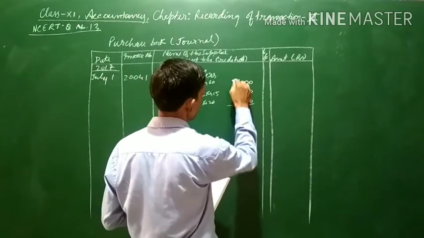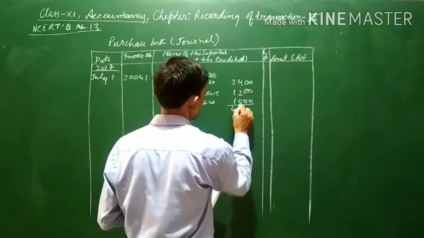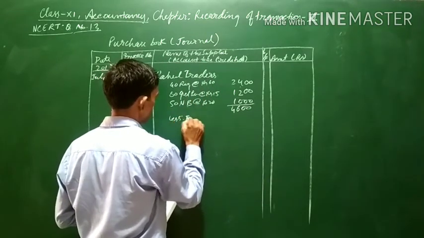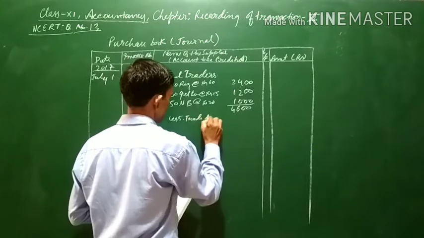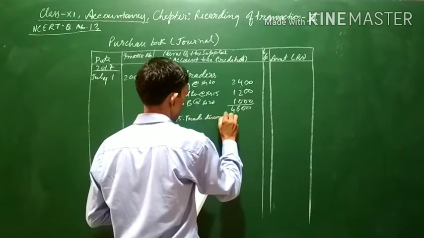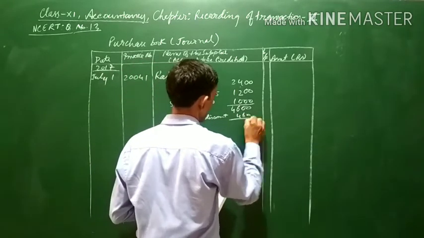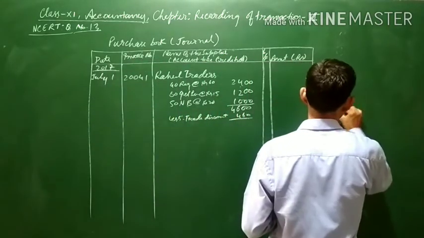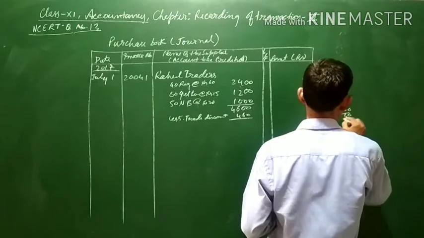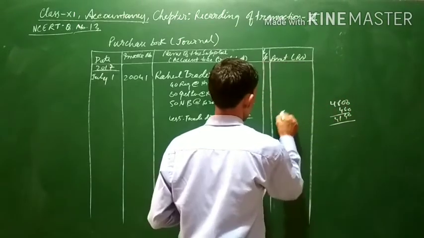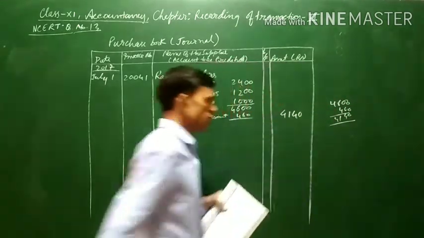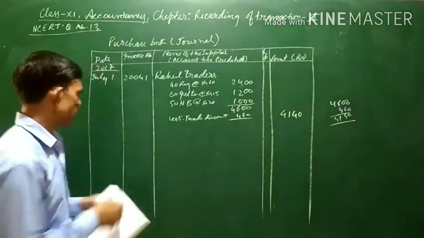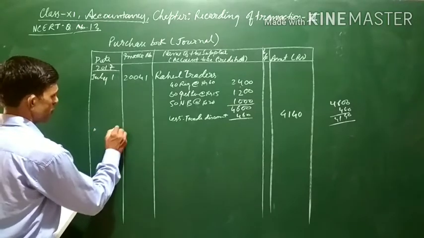The total of this will come to 4,600, less trade discount. Trade discount of 10% means we will do 4600 minus 460. It will come to 4140. This will be written. 4140 will be written. Similarly, the second transaction is on 15th July.